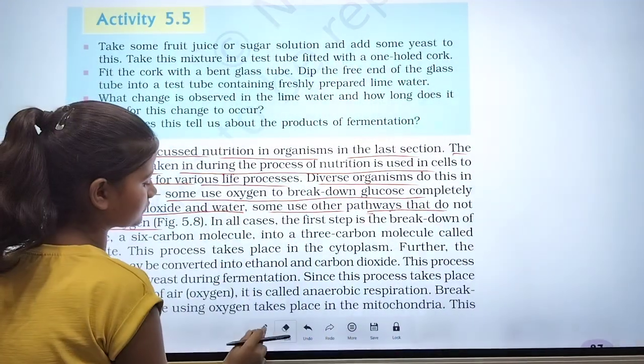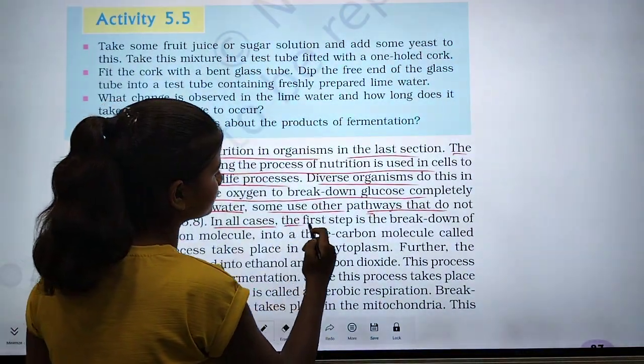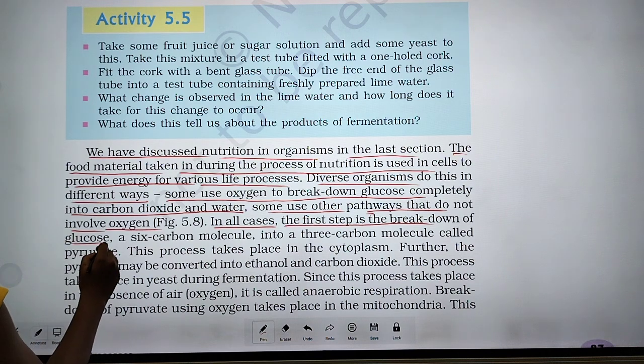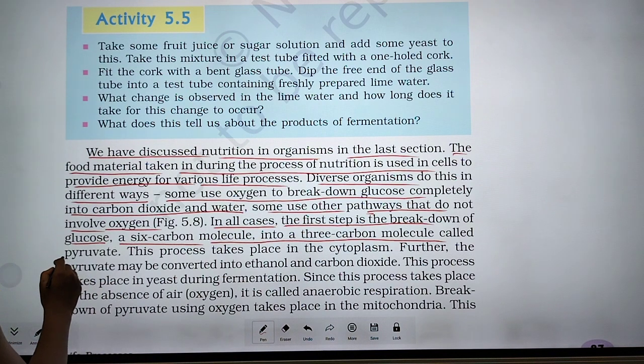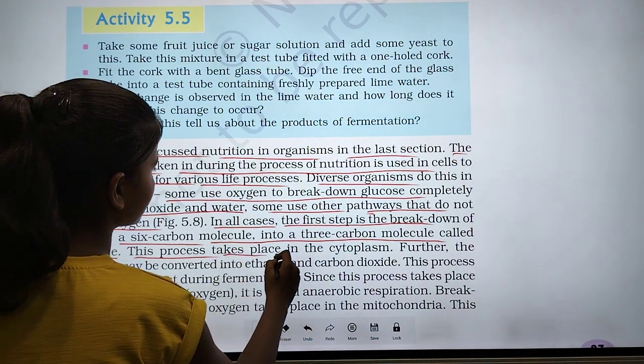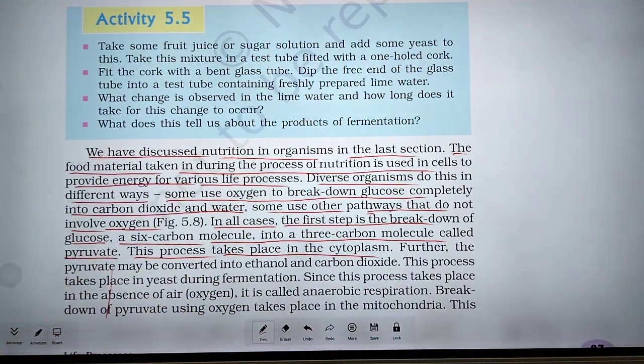In all cases the first step is breakdown of glucose, a 6-carbon molecule, into a 3-carbon molecule called pyruvate. This process takes place in the cytoplasm of the cell.